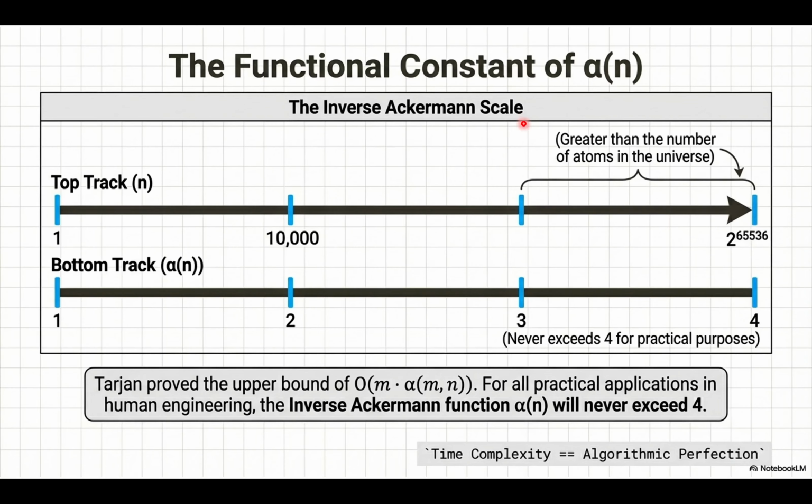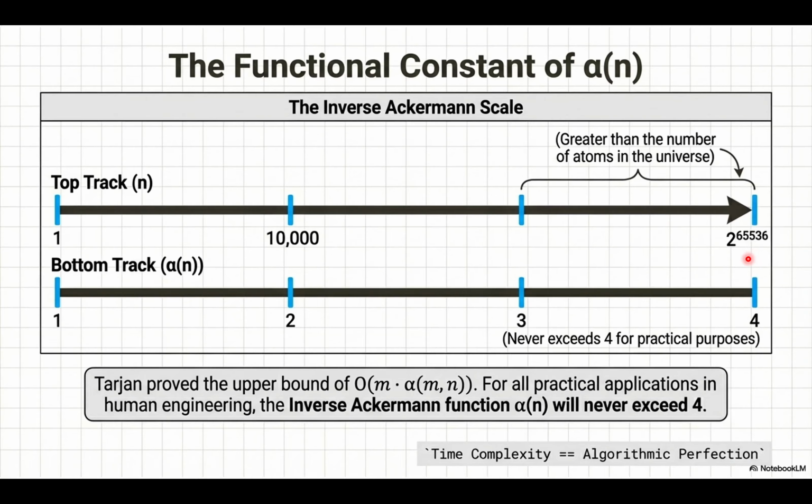It really is. In Big O notation, which for those of you listening is basically how computer scientists measure how much longer a task takes as the pile of work gets bigger, this algorithm's growth is almost non-existent. Yeah, the inverse Ackermann function, which we denote as alpha n, is famously slow growing. For all intents and purposes in our physical universe, it is a constant. It just doesn't grow.